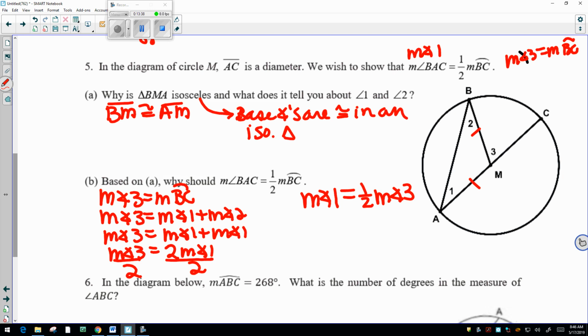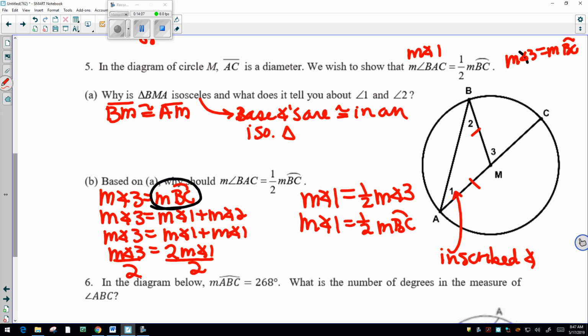Okay, well, let's go back to what we knew from here. Measure of angle 3 is equal to that arc BC. So I could do a little substitution. Replace angle 3 with that arc BC, and look at what we just found. Angle 1 is equal to half of arc BC. Angle 1 is called an inscribed angle. And so I can tell you the inscribed angle, notice where the vertex is located on the edge of the circle. An inscribed angle is equal to half of that arc.